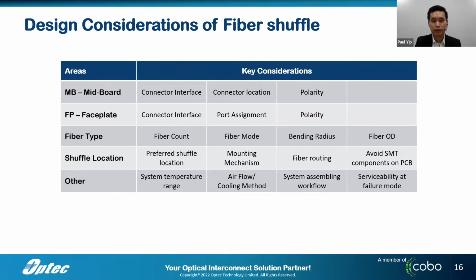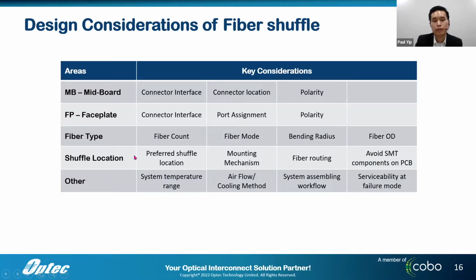So the consideration of the fiber shuffle, I can break out into 5 different concerns. The midboard interface, the front panel interface, the fiber type to be chosen, the fiber counts inside, and what kind of bending radius it needs to be, and how much space we have, so that it might influence the fiber type that we are choosing. And of course, we have other reduced cladding fibers to choose in a long-term development.